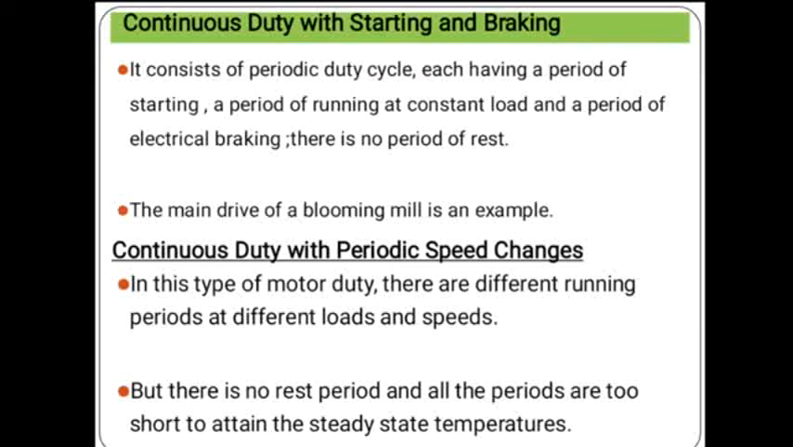Now next one is the continuous duty with starting and braking. It consists of periodic duty cycles, each cycle having a period of starting, a period of running at constant load and a period of electrical braking. There is no period of rest. The example of this drive is a blooming mill.